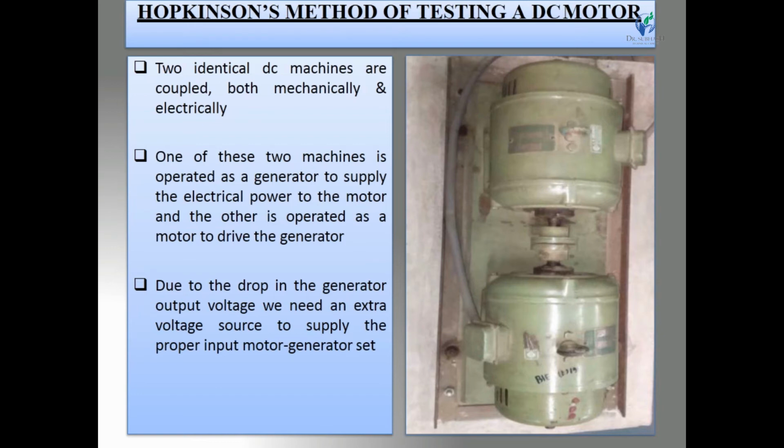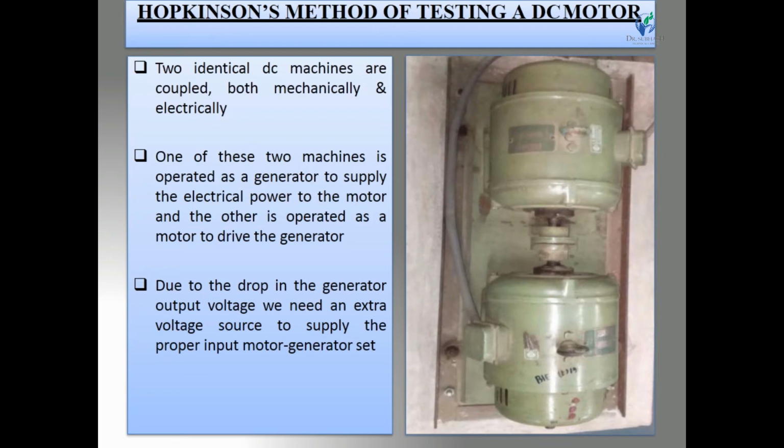Generally, for this type of test, two identical machines are required. Both machines are mechanically coupled together as well as electrically coupled together. One machine is started as a motor and its mechanical output drives the second machine as a generator. The electrical output of the generator is supplied back to the motor.